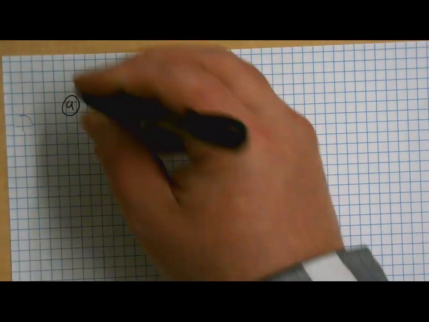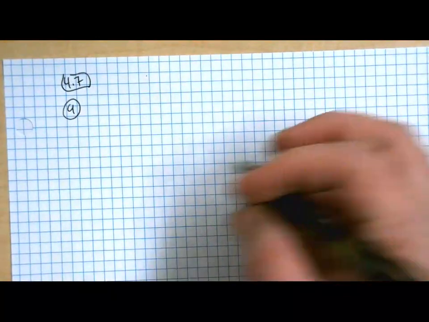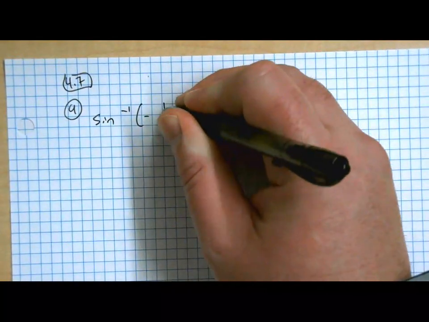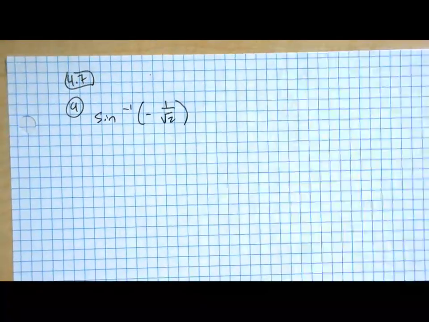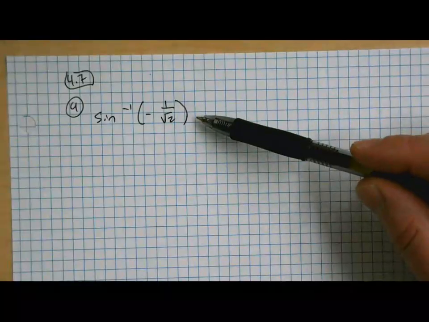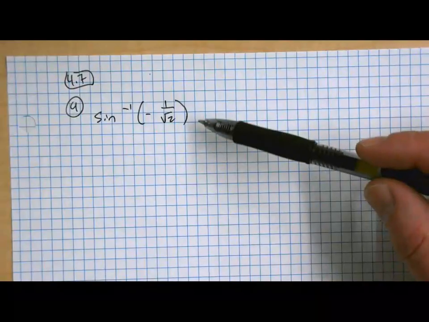So these are questions from our 4.7 assignment. We're going to look at number 9, which was the inverse sine of negative 1 over root 2. Does it bother you guys that they didn't rationalize this? I've been harping on you forever that you've got to rationalize your denominators.